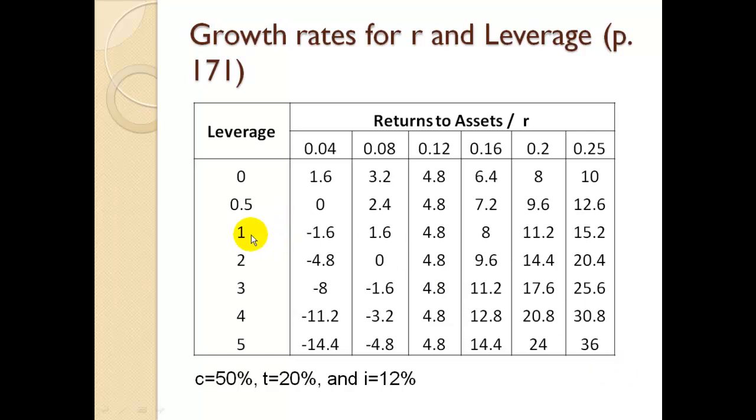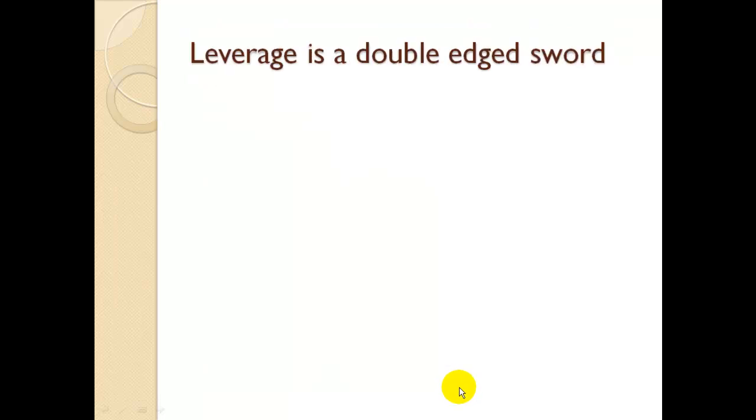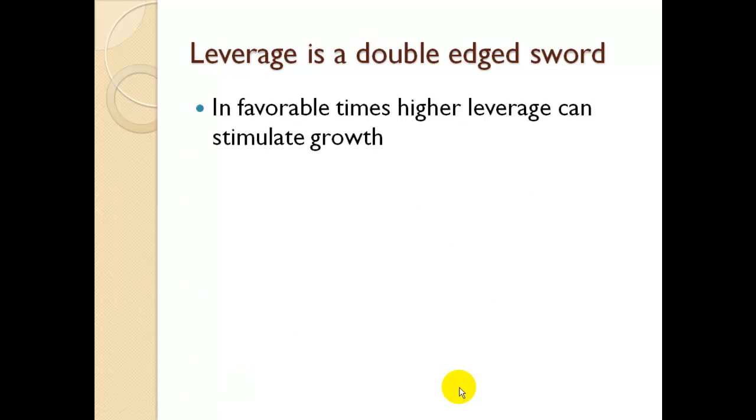In fact, even at a leverage of 1, which is $1 of debt versus $1 of equity, if your return on assets is 4%, you're going to have negative growth. So your wealth is actually going to go down by 1.6%. And as you get more and more leverage, you'll see those negative outcomes becoming bigger and more prevalent. So there's risk involved here, and that's sometimes why we call leverage a double-edged sword.